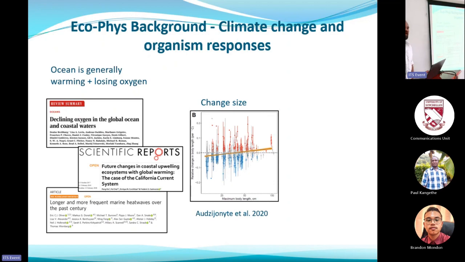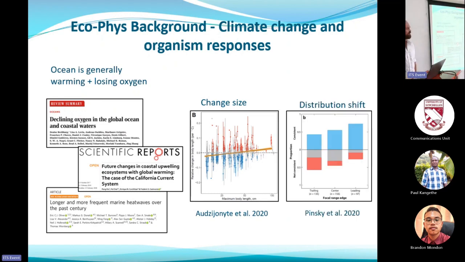And we were at a point in time, in about 2015, when there was really an increase in the documentation of the effects of climate change in the ocean on marine organisms. So one of the main things people started realizing was that organisms were changing size, they were shrinking, fish were shrinking in the ocean, and distributions were changing. So generally, organisms were moving their core distribution away from the equator towards previously cooler water that was now habitable.